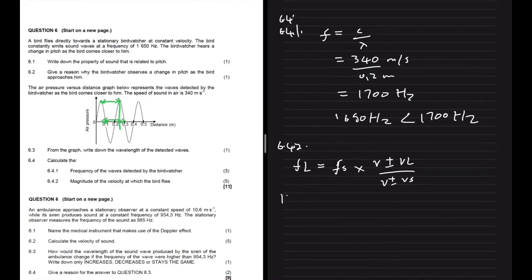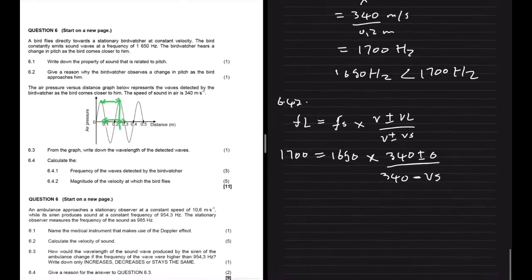So we're just going to go ahead and put that on. So that will give us 1700 equals 1650, which is the frequency emitted by the sound source, right? V is 340, given in the question. The listener is stationary, so we're going to have plus or minus 0. The sign won't matter in this case. And then 340 again, because the sound source is moving towards the observer. In the denominator, we're supposed to have minus. If it was moving away, then we'd have plus. So we want minus VS, the velocity of the sound source, which is our unknown.